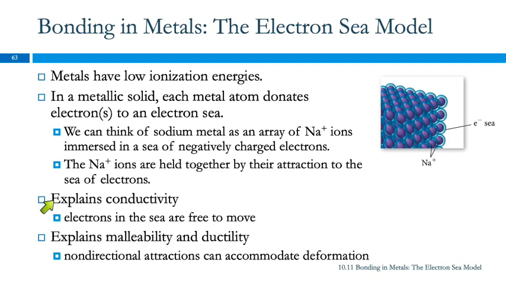It also explains conductivity, both of electricity and of heat. These electrons are free to move. They're not tied to a single atom. And so the electrons can move, and that carries electricity, which is the movement of electrons. And the movement of the electrons is actually what primarily distributes the heat as well.